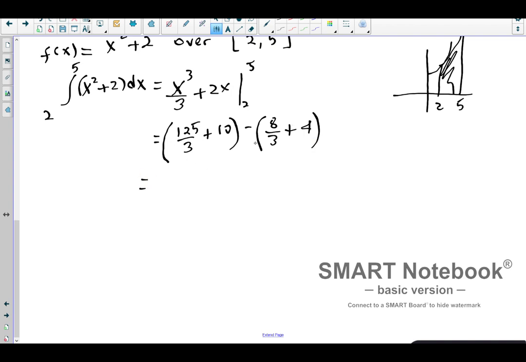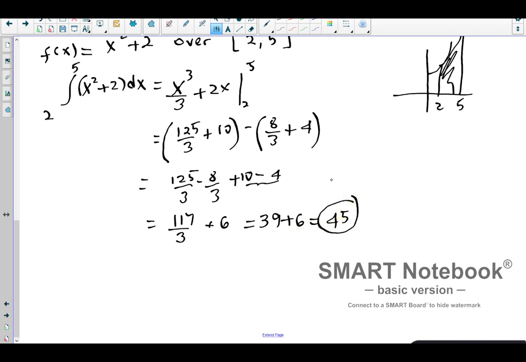I'm going to combine the ones with the fractions first. So I have 125/3 minus 8/3. And then I have plus 10, and distributing the negative sign, minus 4. So here I have 117/3 plus 6, right? This is 6. And 117 seems to be a number divisible by 3 since the sum of the digits is 9, right? So let's find out what 117 over 3 is. It is 39. So the answer is going to be 39 plus 6, or 45. That's the area under the curve over the given interval.